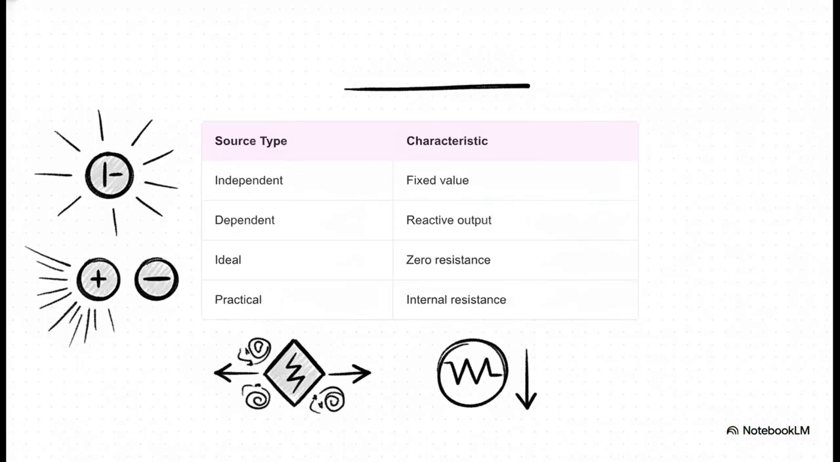Okay, so we've got our pipes, we've got our narrowings, we've got our coils. But to actually make this entire system run, we absolutely need to introduce power sources. These are the active elements. They are the heavy-duty pumps driving our entire hydraulic network.